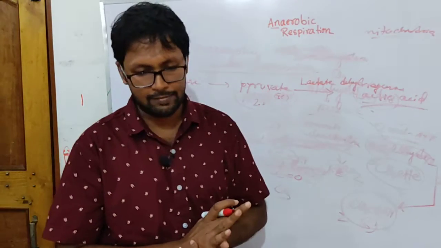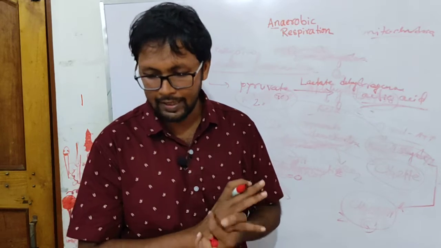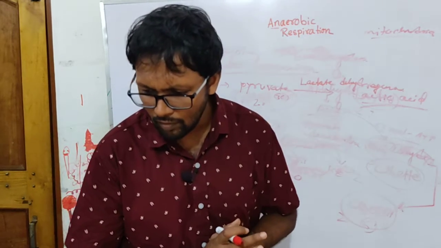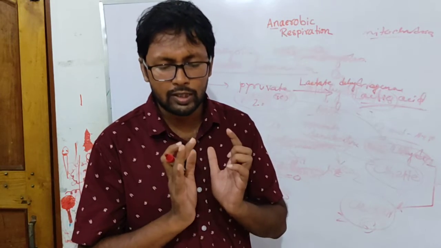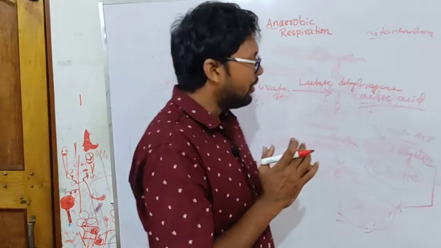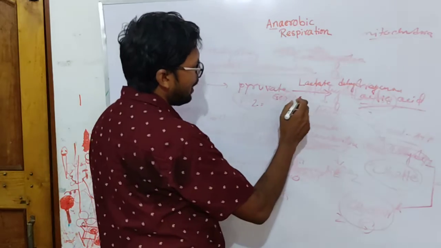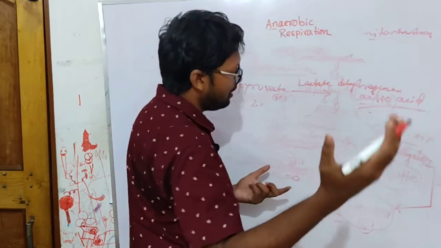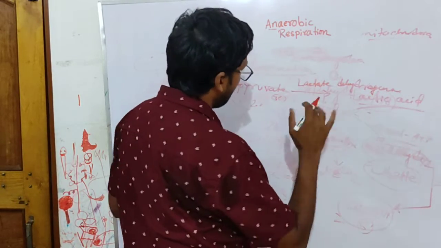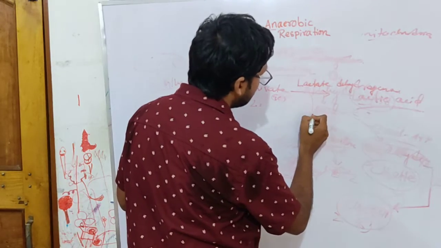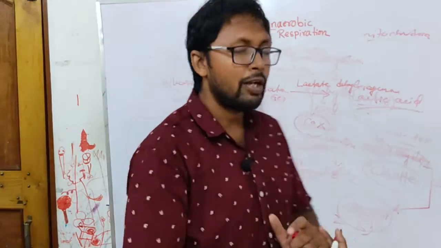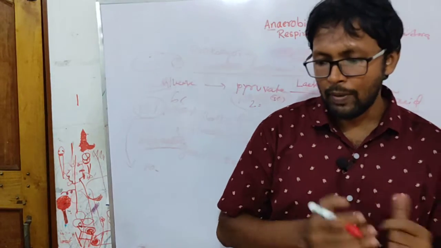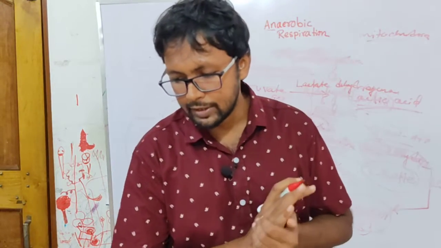Now, in this case, a very important thing is that no carbon dioxide is released. This is a very important difference between alcoholic fermentation and lactate fermentation. Carbon dioxide production does not happen. No carbon dioxide is released from pyruvic acid.